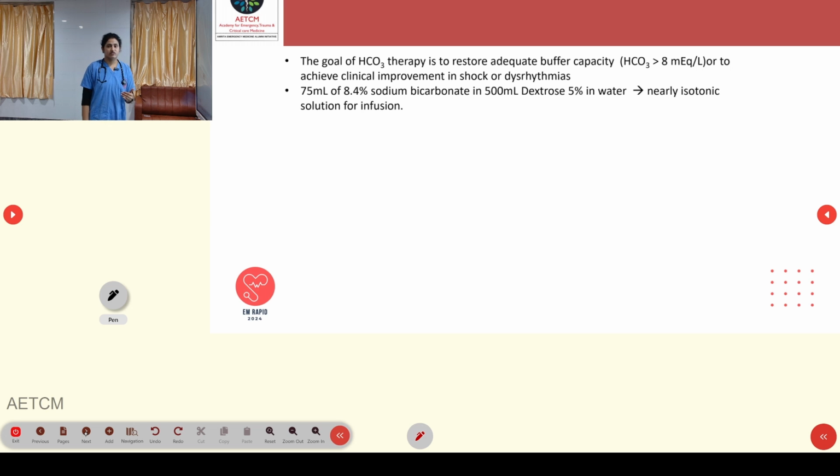dysrhythmia. 75 ml of 8.4% sodium bicarbonate in 500 ml dextrose 5% in water is a nearly isotonic solution for infusion, and it is used. So, this is all about metabolic acidosis and mainly about lactic acidosis.